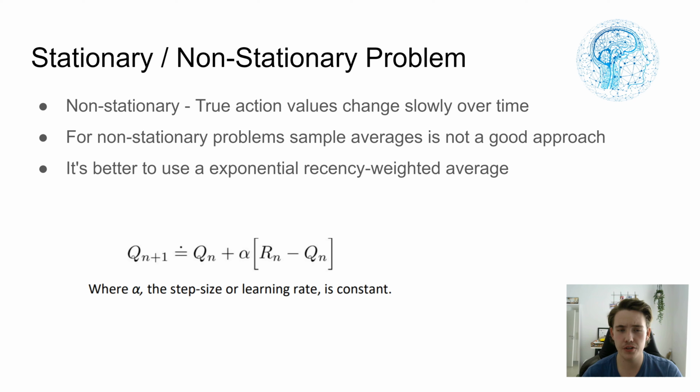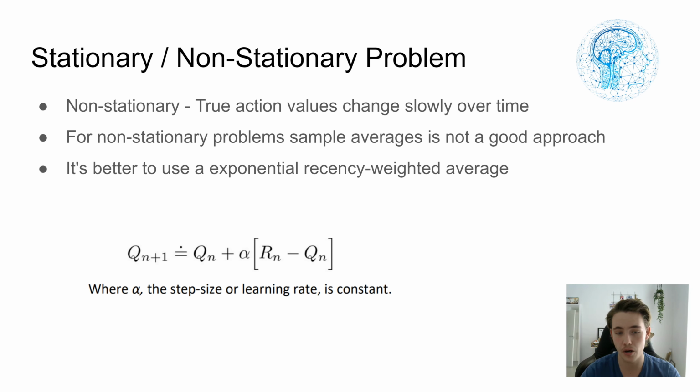So we can also have these stationary and non-stationary problems when we're talking about reinforcement learning, where the non-stationary here is where the true action values change slowly over time. And for non-stationary problems, the sample average is not a good approach, because we need to use this exponential recency weighted average, because if we have a non-stationary problem, we can't estimate out in the future what the expected return will be. Whereas if we have a stationary problem, we can just sum up the expected returns for each time step and take the sample average, as we talked about on some of the previous slides.